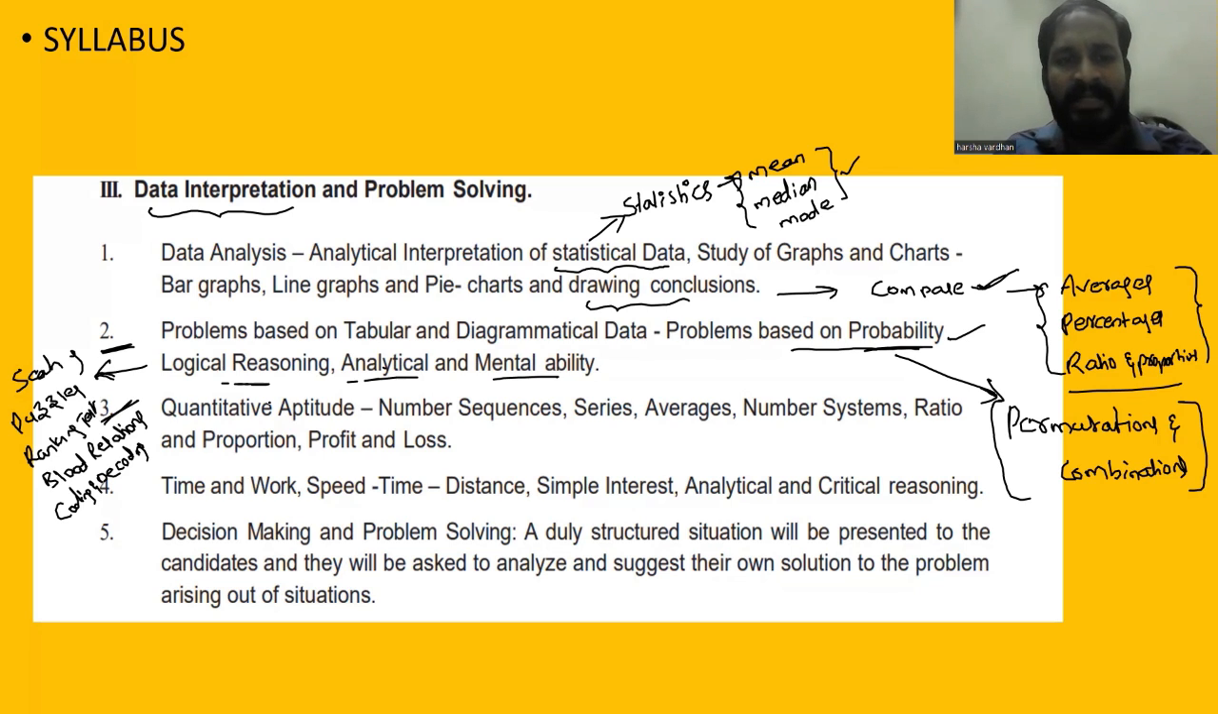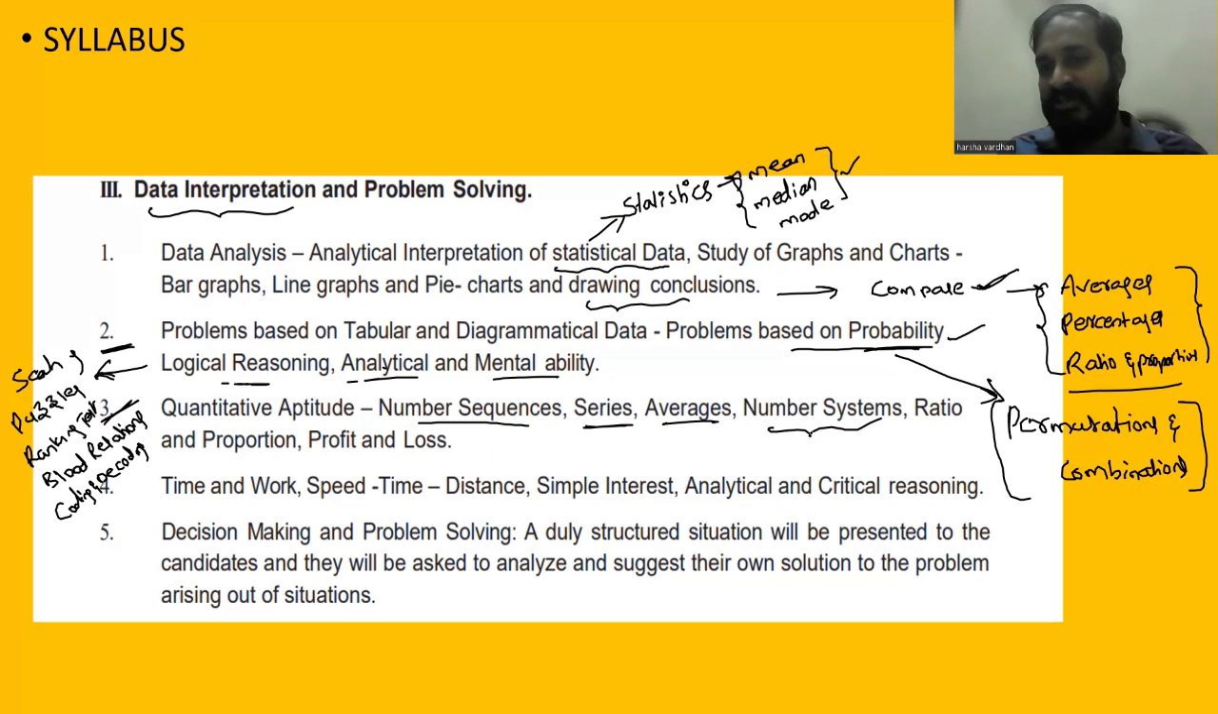Next, the important thing is quantitative aptitude. Here they ask questions regarding number sequences. We know arithmetic series; sequences and series all come under a similar category. We will see them. Next, averages. As I've already told you, it is also important for our DI. Then number system, which is very, very important.